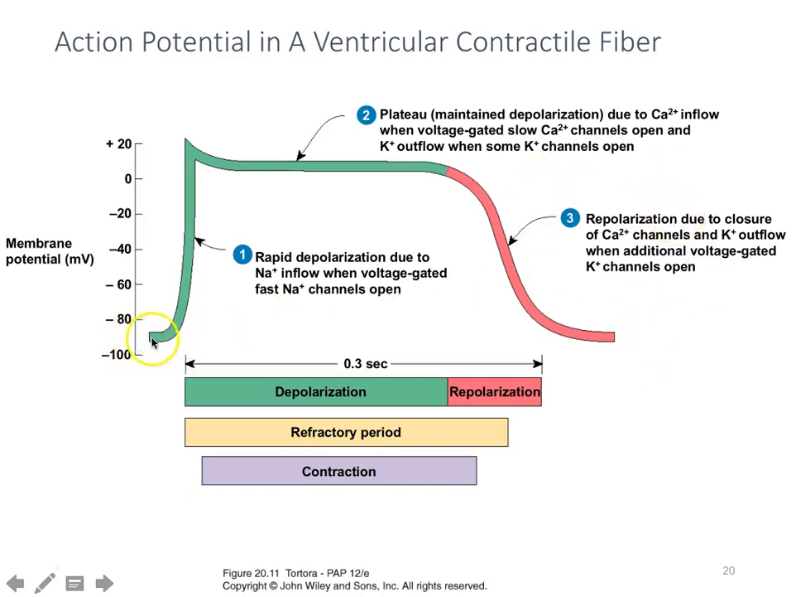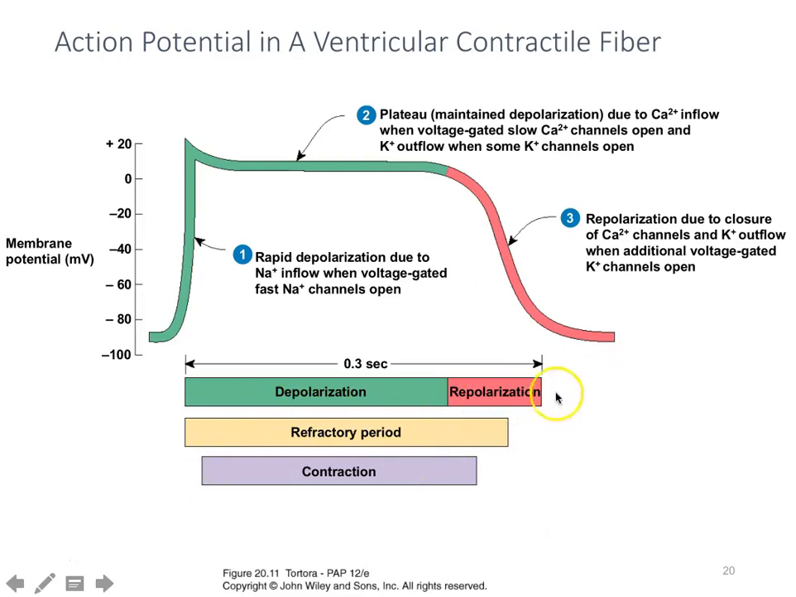So again, we have the actual depolarization due to the voltage-gated sodium channels opening, just like we've always seen. But then we end up having this plateau because we have a third voltage-gated ion channel, which is a calcium channel, allowing calcium in at the same time that potassium is leaving. So we have sort of this status quo. It's not going up, it's not going down, it's just being maintained until finally the calcium channels close, and then the potassium is able to leak out and we repolarize.